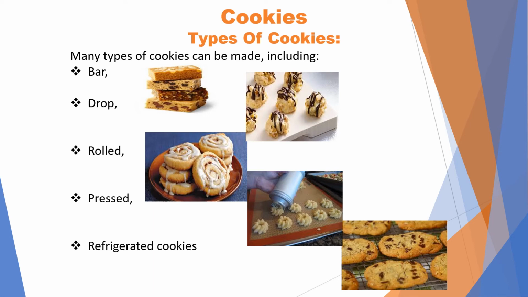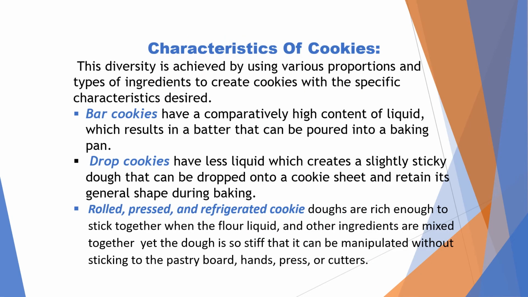Cookies. The types of cookies may include bar, drop, rolled, pressed, and refrigerator cookies. What are the characteristics of these cookies? Bar cookies have a comparatively high content of liquid, which results in a batter that can be poured into a baking pan, while drop cookies have less liquid, which creates a slightly sticky dough that can be dropped onto a cookie sheet and retain its general shape during baking.